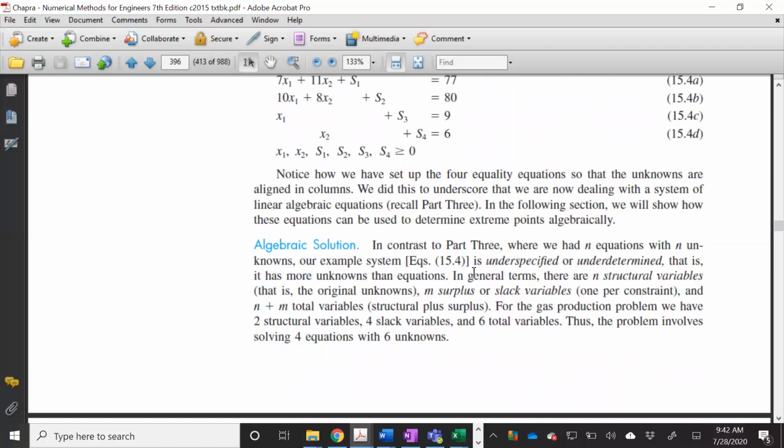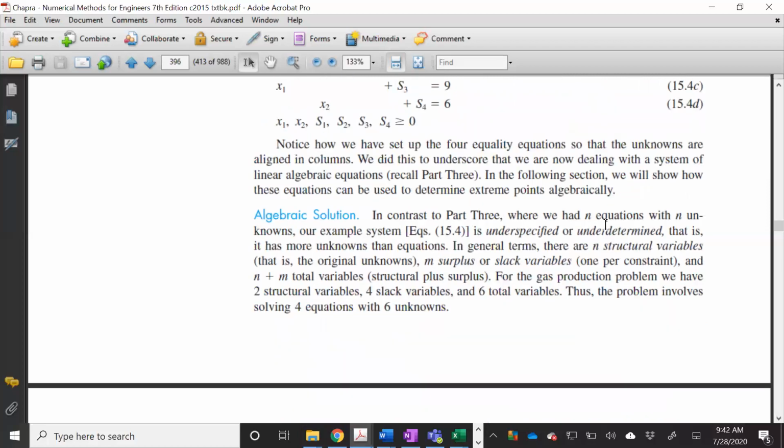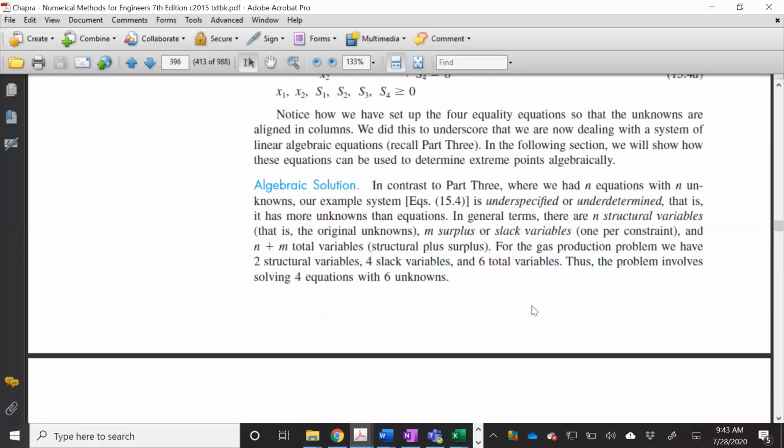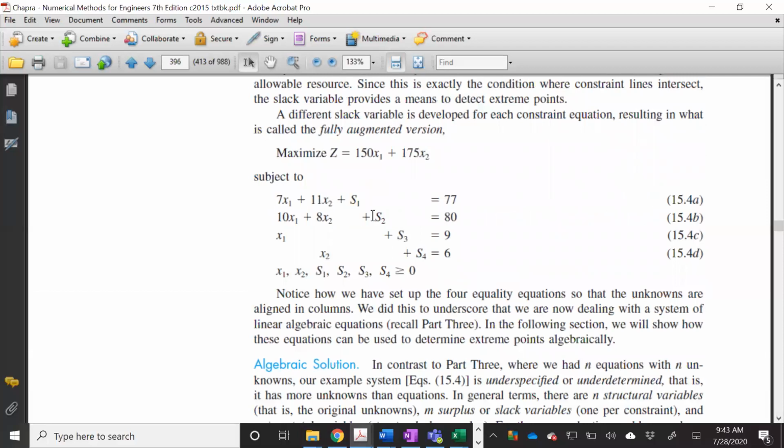In contrast to part 3 where we had n equations with n unknowns, there are n structure variables and m surplus or slack variables, so n plus m total variables. For this problem, we have 2 structure variables, 4 slack variables, and 6 total variables. These are called slack variables: S1, S2, S3, S4. Equation 1 has S1, equation 2 has S2, equation 3 has S3, equation 4 has S4.